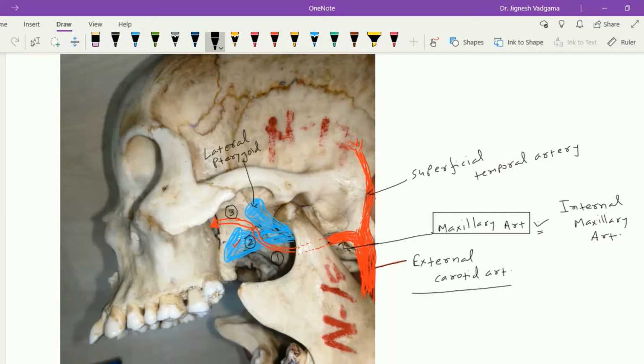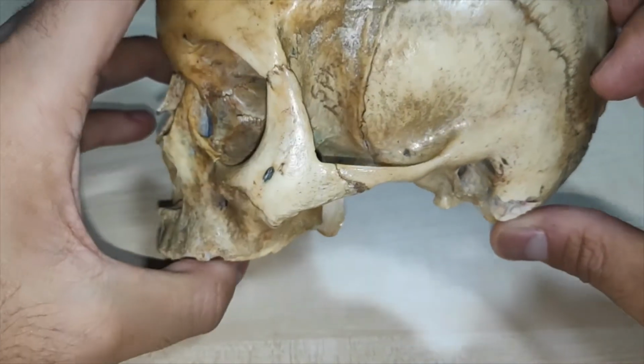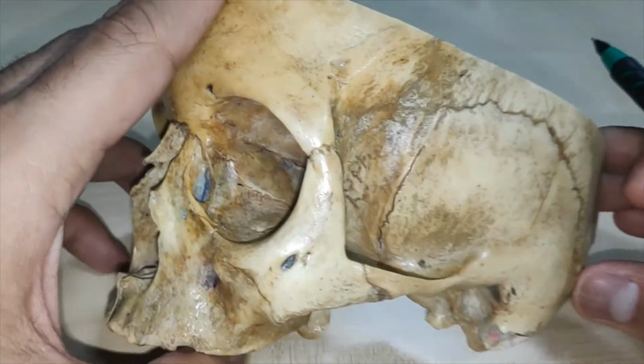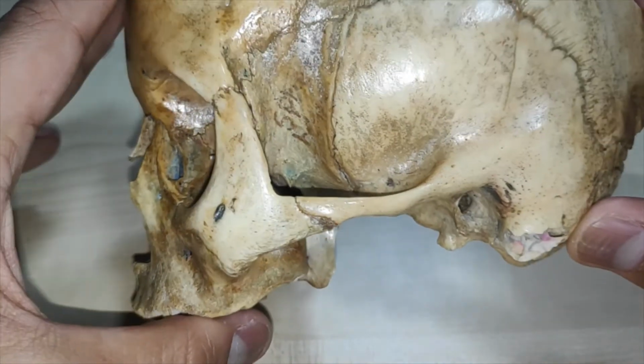Now, before going into details of the branches of this maxillary artery, let's orient with the skull through which the different branches of the maxillary artery are going to distribute. And within this skull orientation, we will try to remember all the branches of the maxillary artery. Now let's see the orientation of the branches of the maxillary artery within this dry skull.